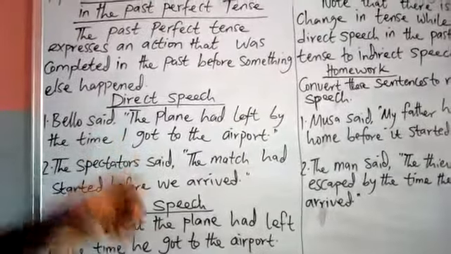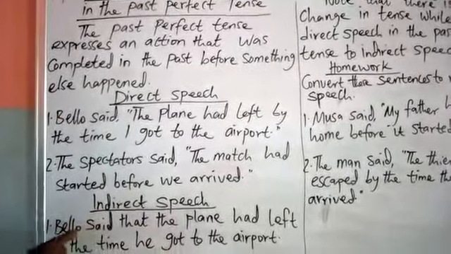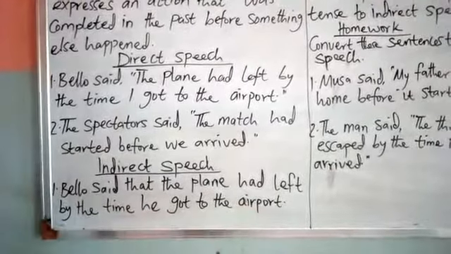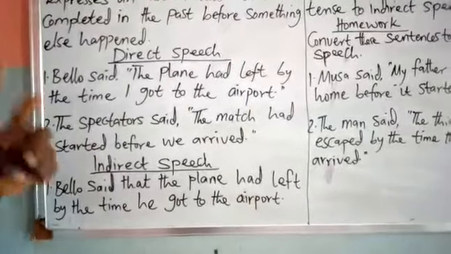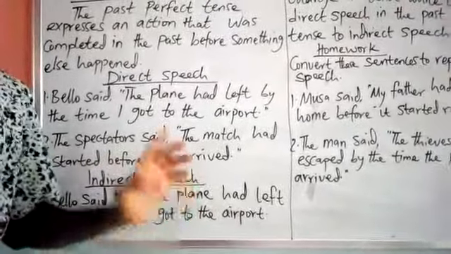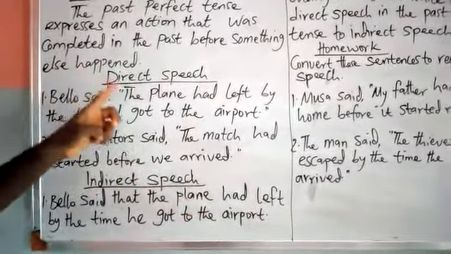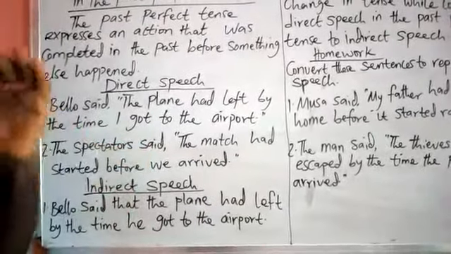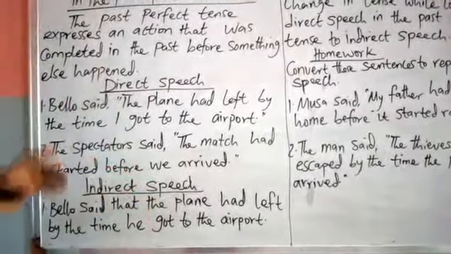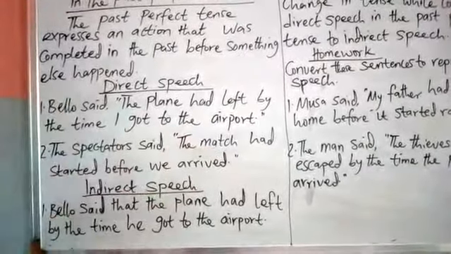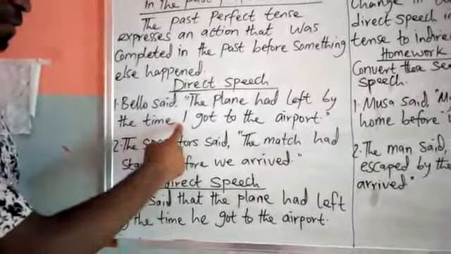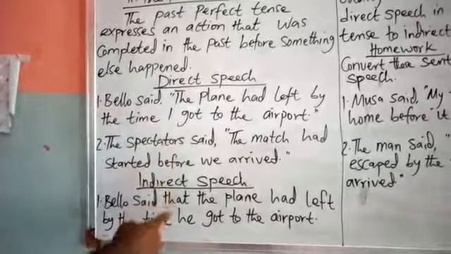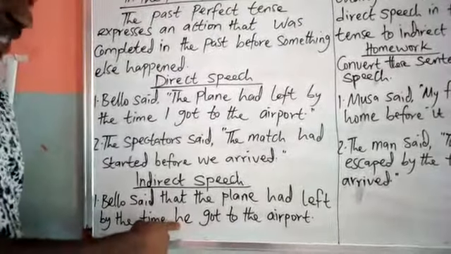Then let's see the indirect counterpart of this number one. Bello said that the plane had left by the time he got to the airport. What we should take note of is that there is no change in tense here. The tense of direct speech and indirect speech is the same, the past perfect tense. The only change that we notice here is the change in the pronoun. Bello is a male person. That is why I changes to he in the indirect speech.